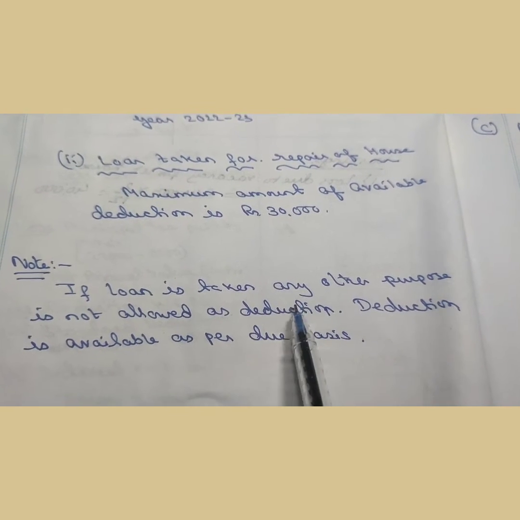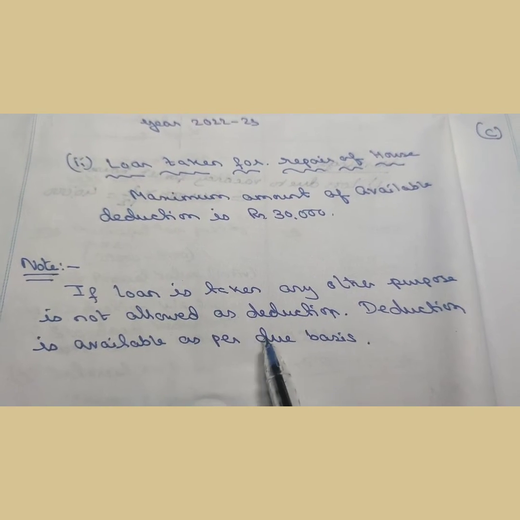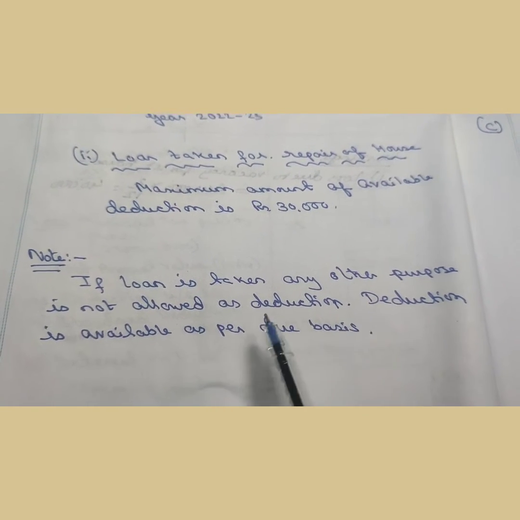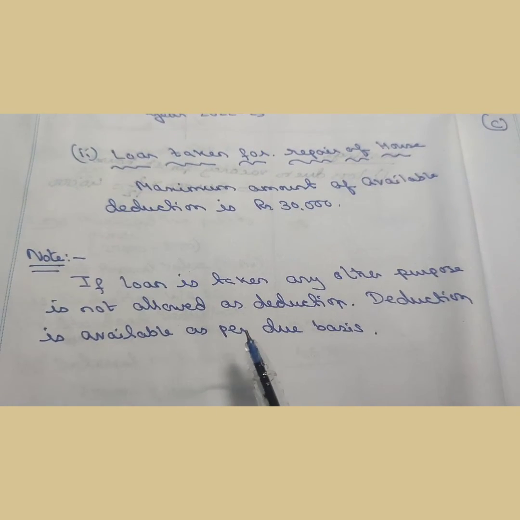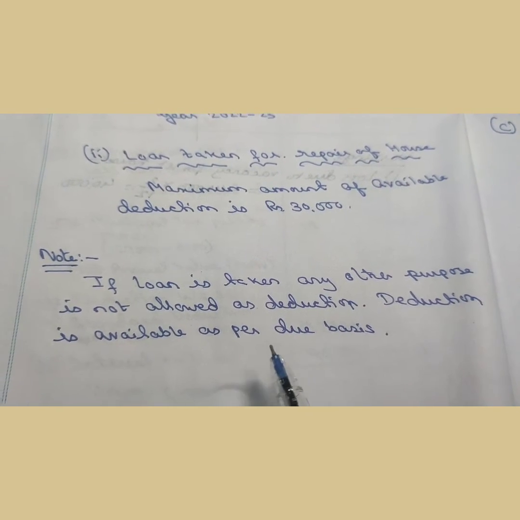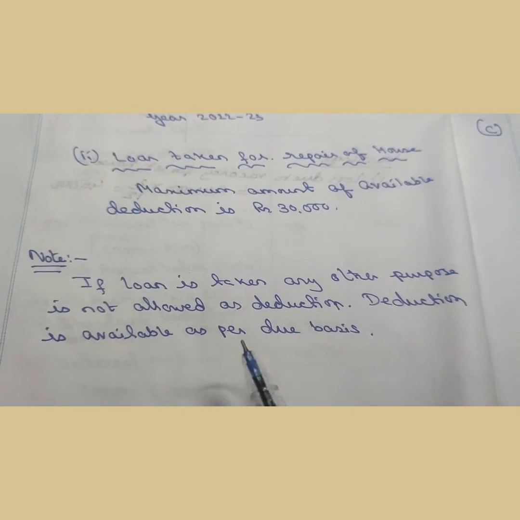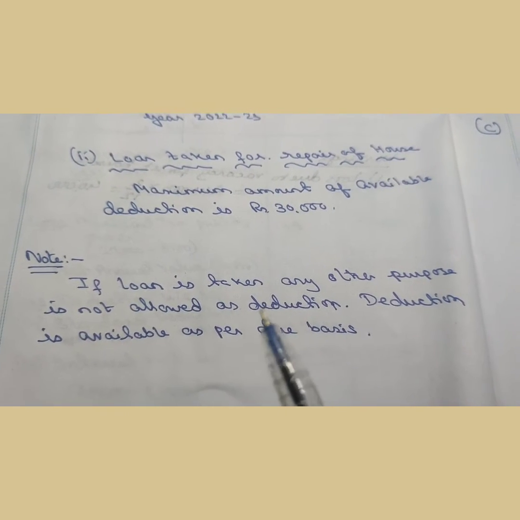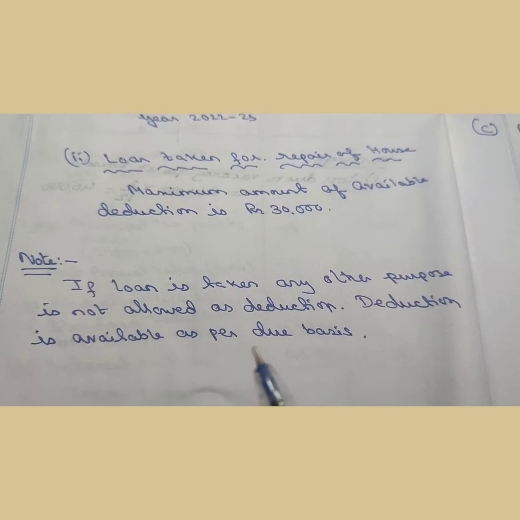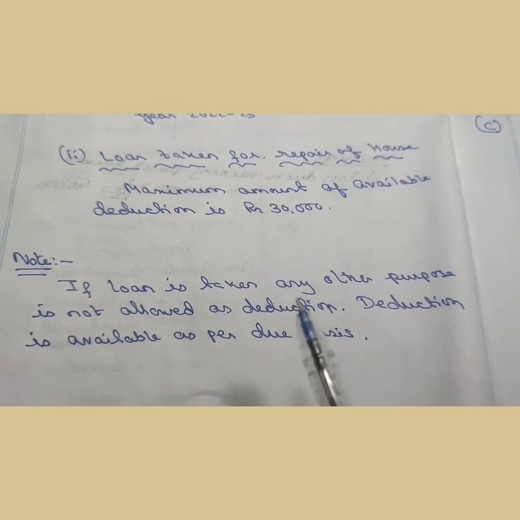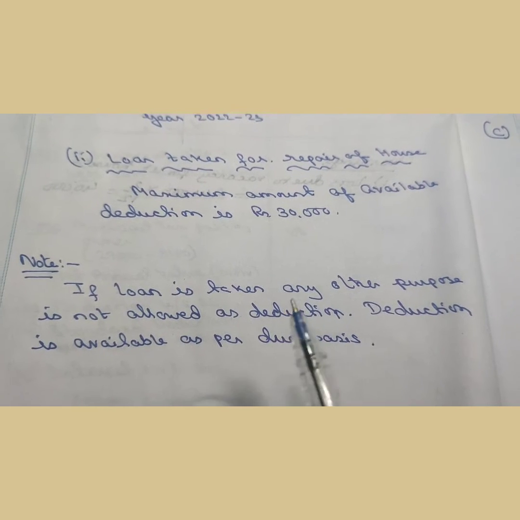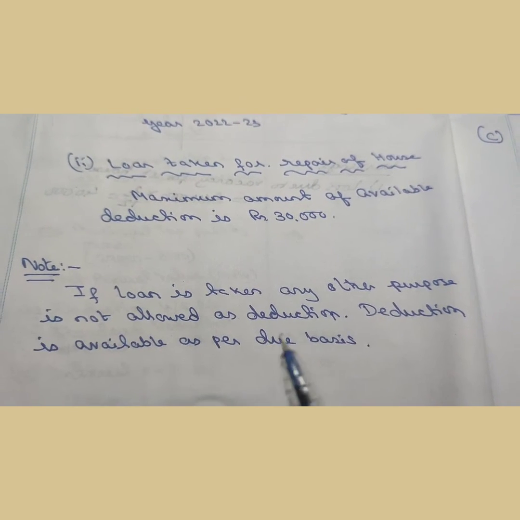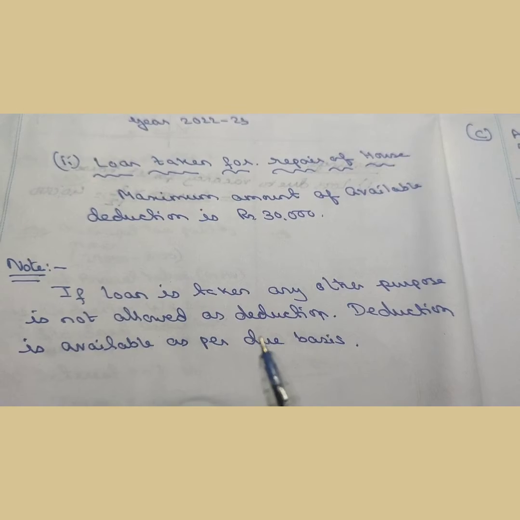Another thing is that deduction is available on a due basis. That means if in any case the interest on loan is not paid but it is due for that year, then also this interest on loan is allowed as deduction. Payment is not mandatory. If it is due, in that case this interest on loan is allowed as deduction.